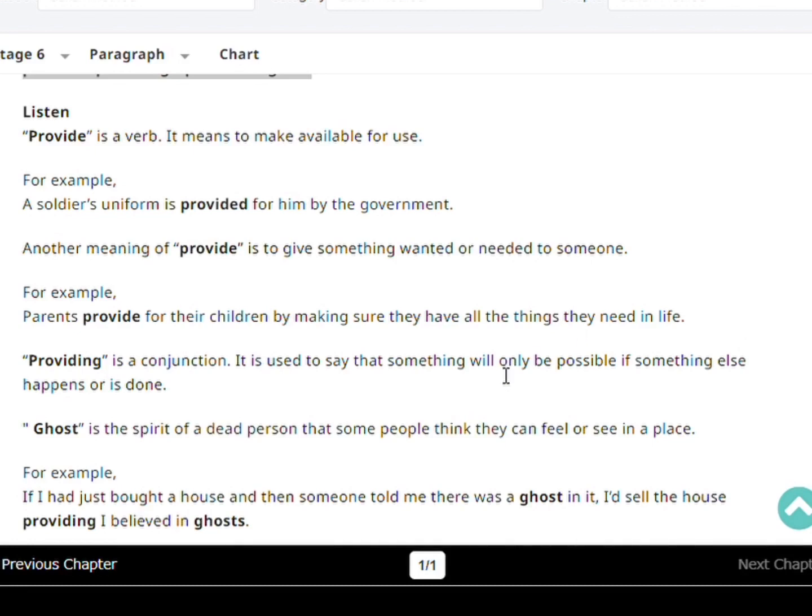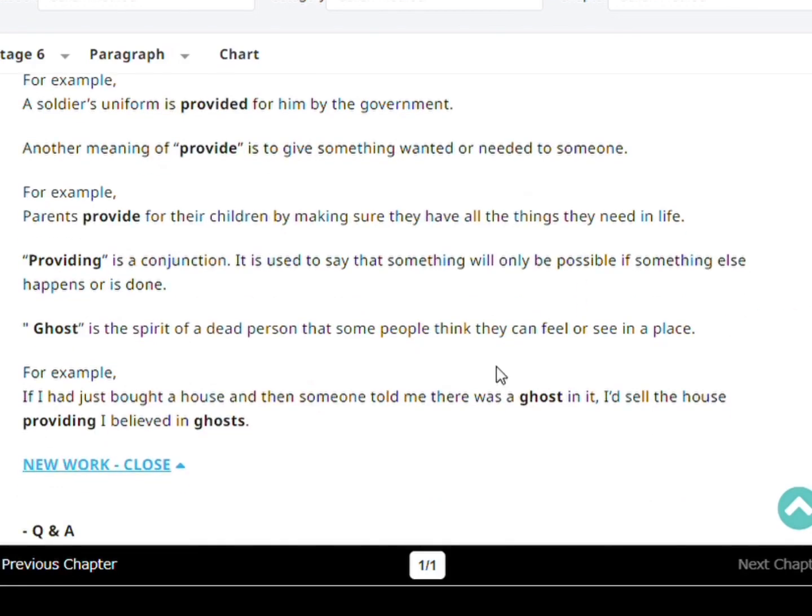For example, parents provide for their children by making sure they have all the things they need in life. Providing is a conjunction. It is used to say that something will only be possible if something else happens or is done. Ghost is the spirit of a dead person that some people think they can feel or see in a place. For example, if I had just bought a house and then someone told me there was a ghost in it, I'd sell the house, providing I believe in ghosts.